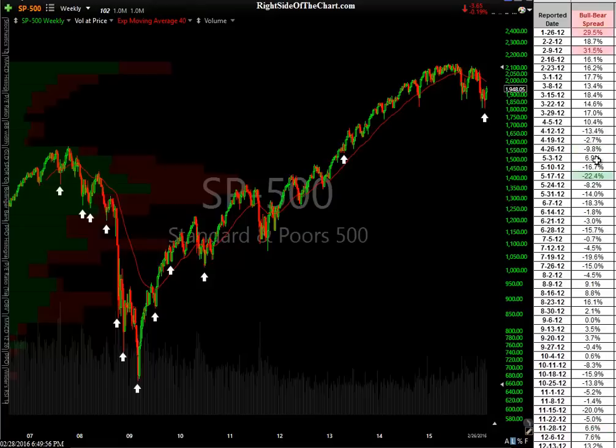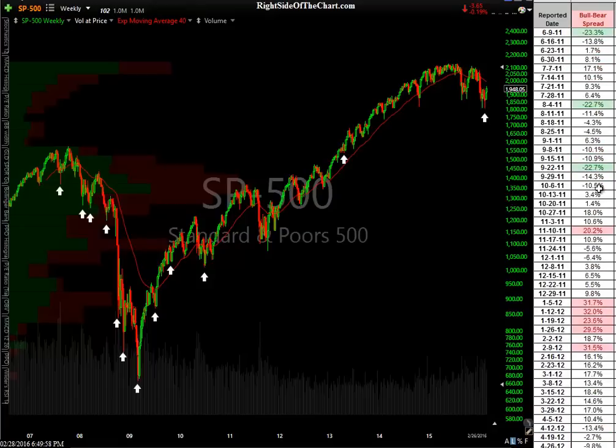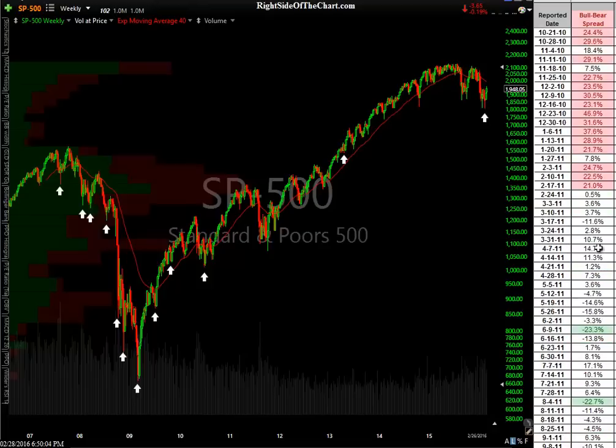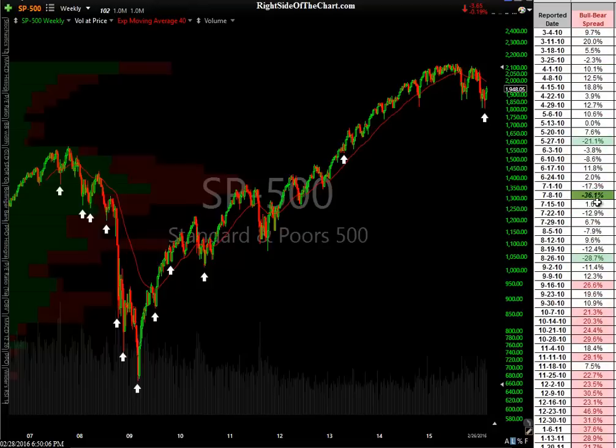We go back. There's a single reading, only above 20%, so I don't bother with it. These were too far apart. They were single readings that came months apart, so we don't do anything there. Here's one, July 8th, an extreme of negative 36.1%. That's all the way back here. This arrow right here marks that low.